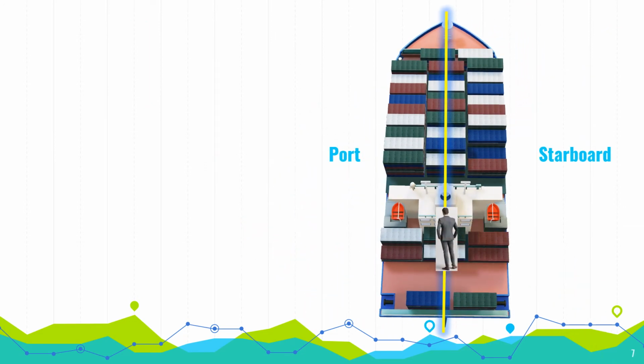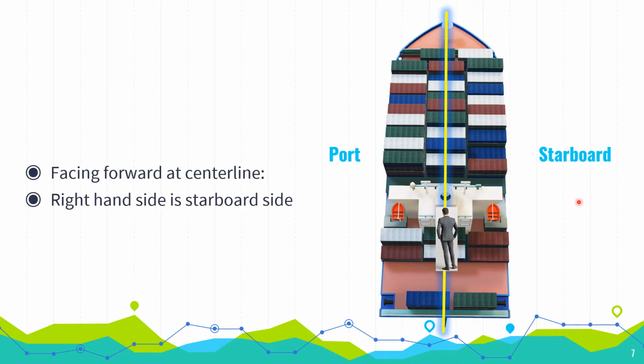So if you are standing at the center line of ship and facing forward, then your right side will be the starboard side and left side will be the port side. So always remember these conventions for ship.